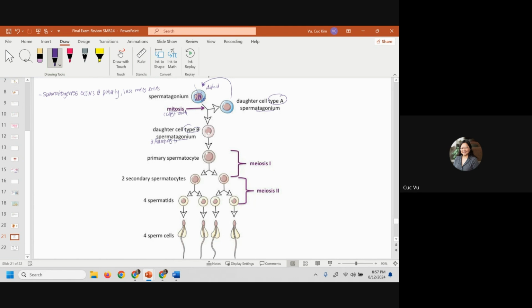What has it decided to become? The primary spermatocyte. Yep. So at this point, when it becomes this primary spermatocyte, it's going to undergo meiosis 1. What happens in meiosis 1?